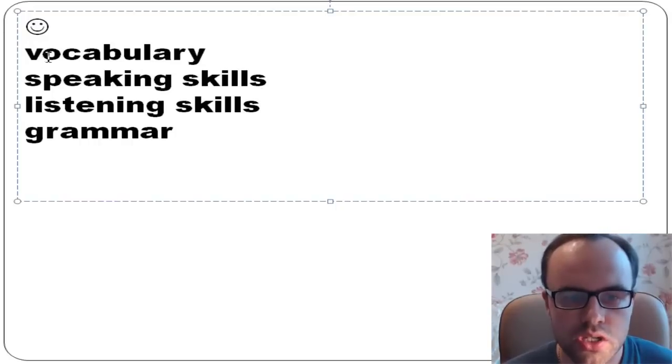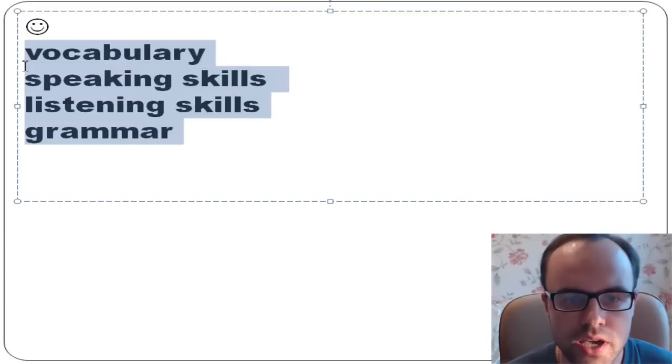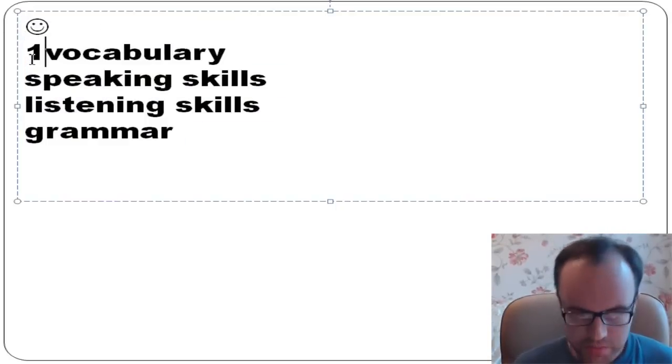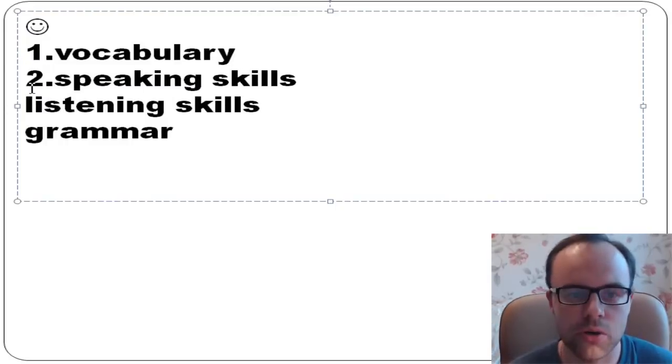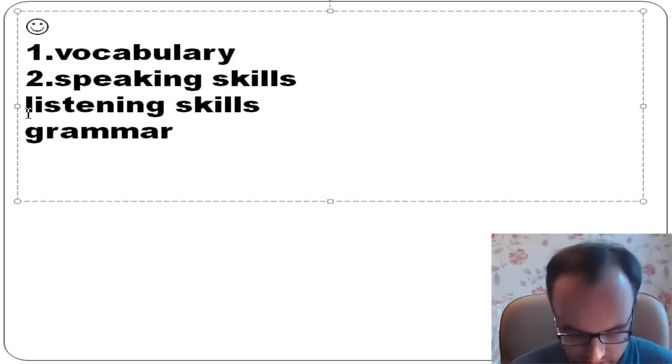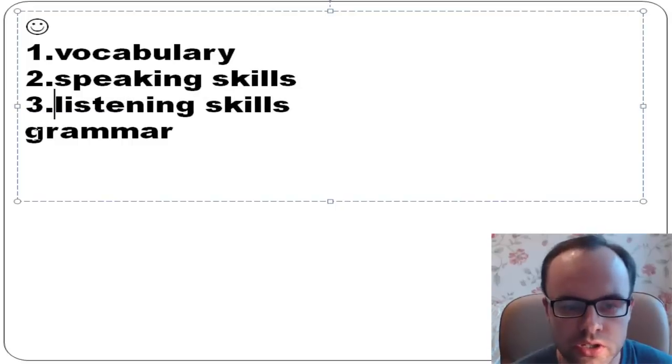To sum up, you need to focus on these four things. What's in the first place is vocabulary, speaking skills. In the second place, listening skills and grammar. All these things are also important.